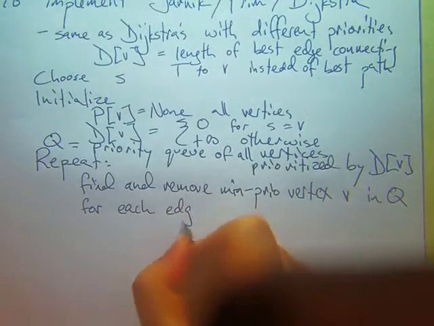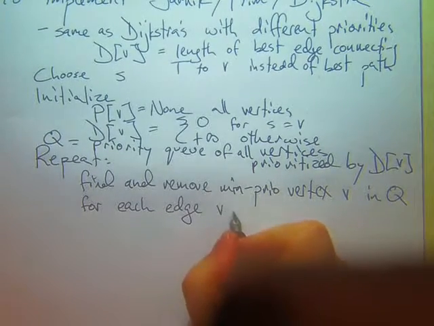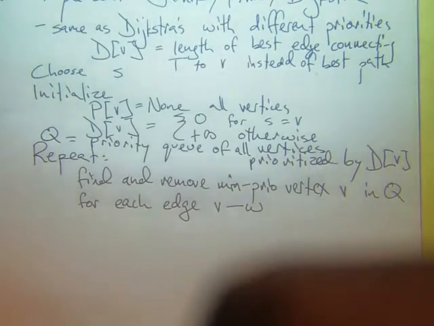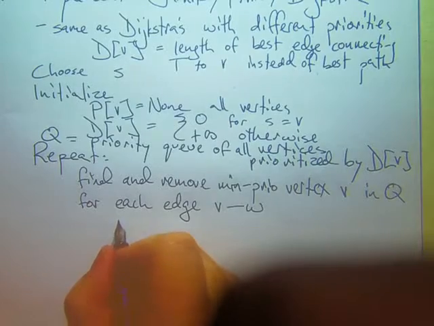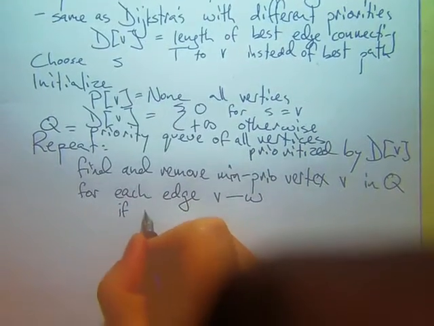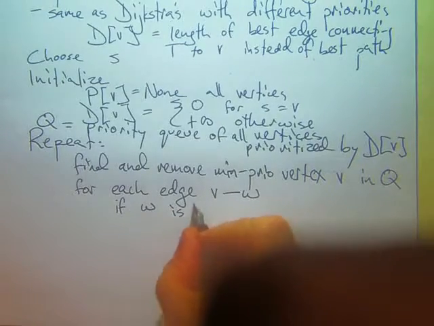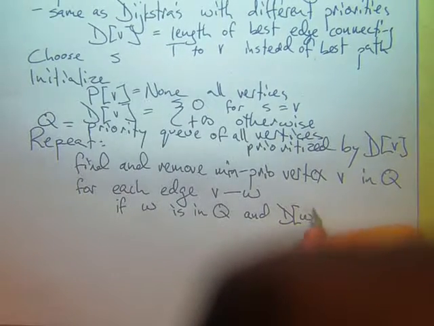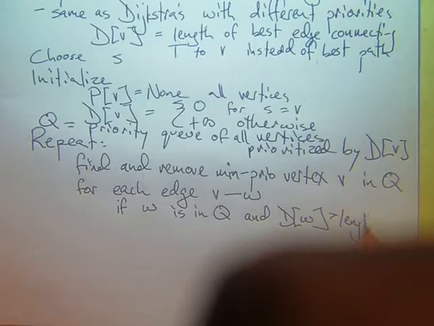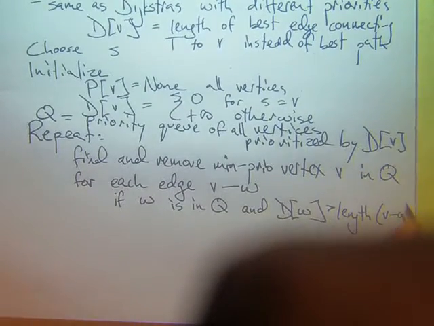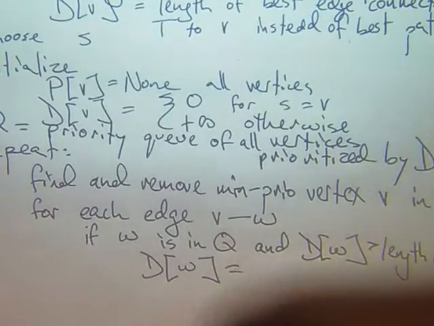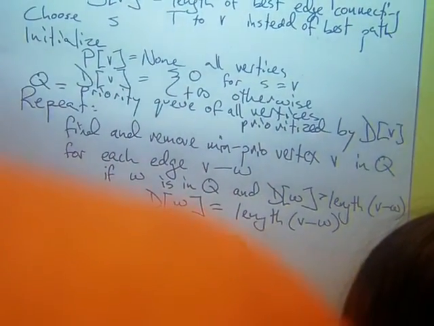For each edge VW, if W is still in Q, and D of W is greater than the length of that edge, we set D of W to be equal to the length of that edge. And parent of W equals V.